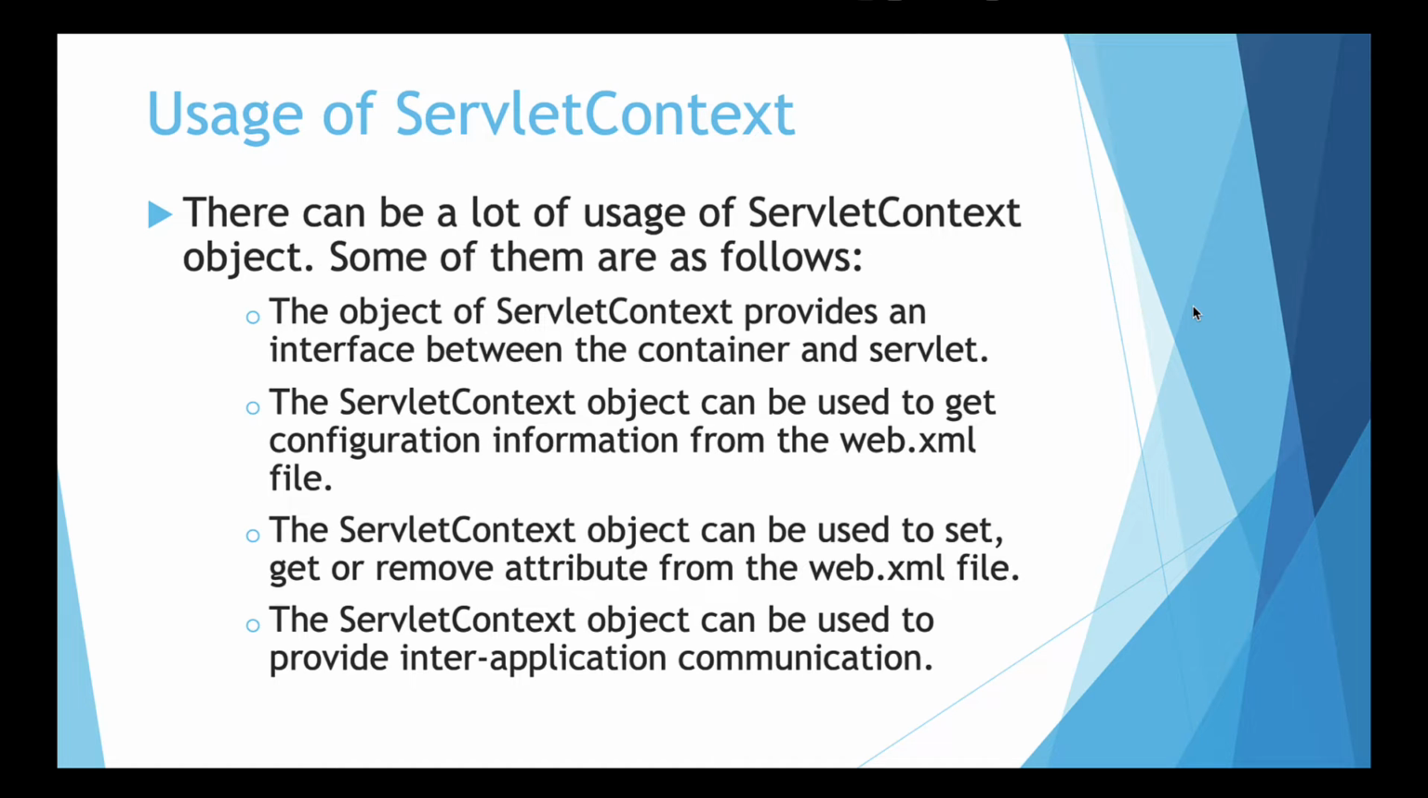Usage of servlet context. There can be a lot of usages of the servlet context object. Some of them are as follows. The servlet context object provides an interface between the container and the servlet. It can be used to get configuration information from the web.xml file. It can be used to set, get or remove attributes. It can be used to provide inter-application communication.